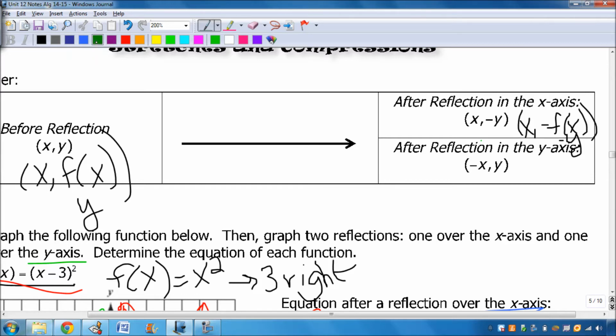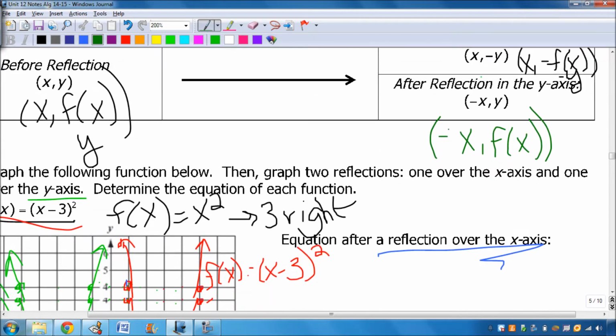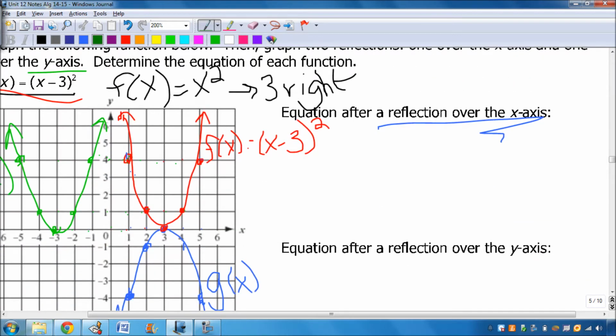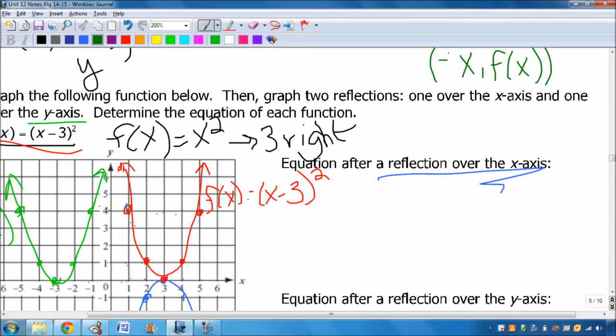And then same thing with this one right here. This would become negative x, and then f of x stays the same. So if I want to figure out what the equation is after reflection over the x-axis, I know that the original equation is f of x equals x minus 3 squared, right?